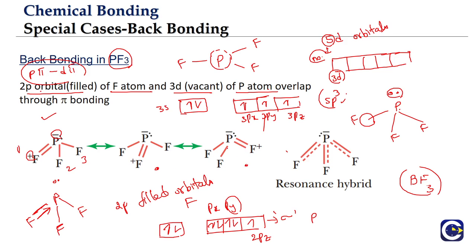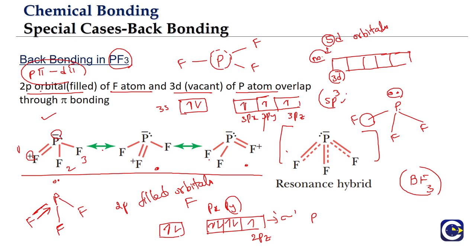So if you look at the actual PF3, it will exist as a resonance hybrid, where each of these phosphorus fluorine bonds will have partial characteristics of the single bond and the double bond. It will have intermediate characteristics between that of the single and double bond. A resonance hybrid we cannot represent by a proper Lewis diagram. That is the reason why we give all these canonical forms with a double headed arrow between them, and that mentions that the overall molecule is going to be a hybrid of all these possible Lewis representations. Okay, so this is how we'll have the back bonding in the case of PF3.